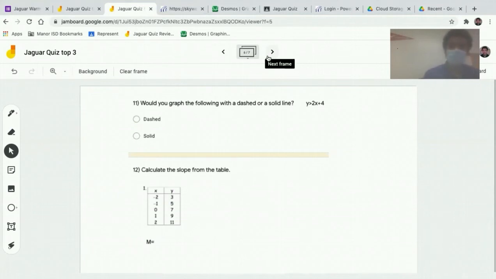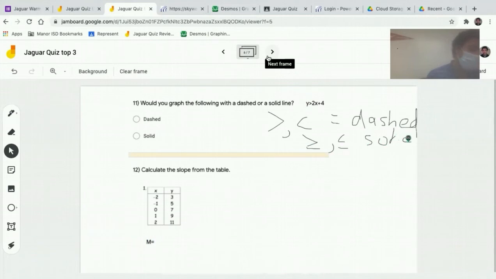Okay, number 11 said, would you graph the following with a dash or solid line? Okay, so the greater than or less than, write this on your paper, you use the dashed line. Greater than or equal to, less than or equal to is solid. So in this case, of course, the answer would be dashed based on that.